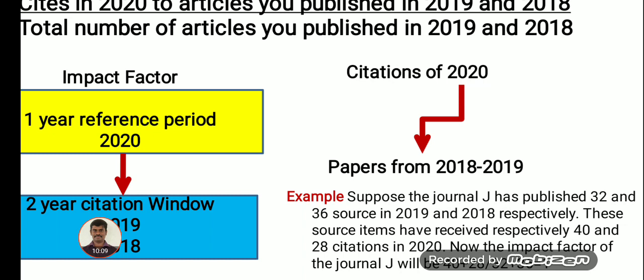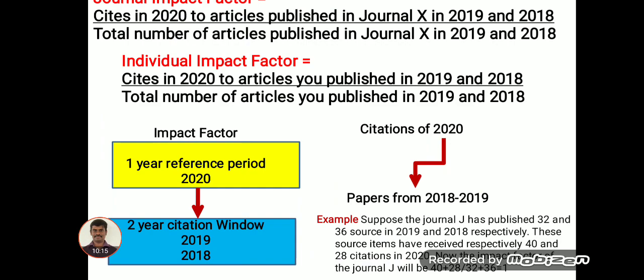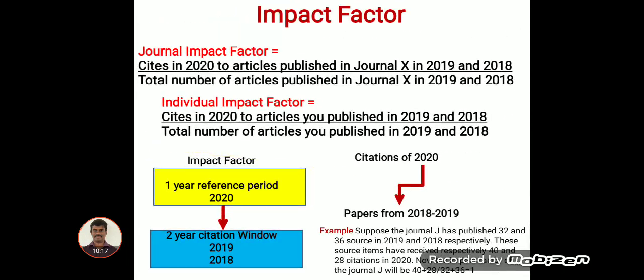So this is how the impact factor is calculated. Hope I have made it simple. So the journal impact factor is calculated for the current year with the citations of the articles which were published in the previous 2 years to the total number of articles published in the previous 2 years.